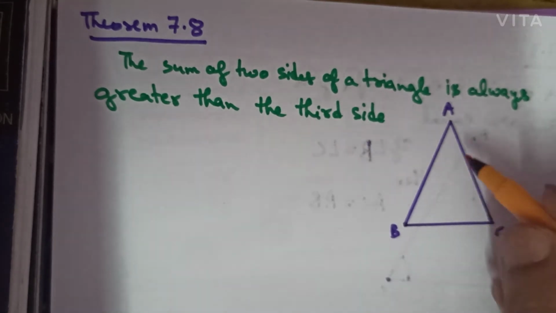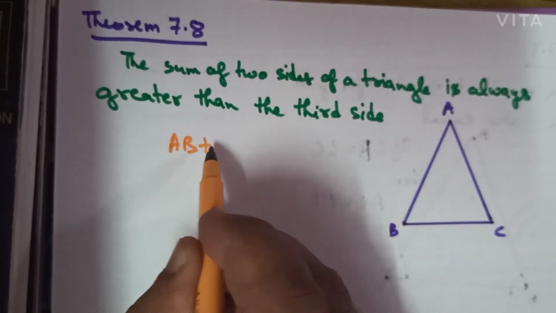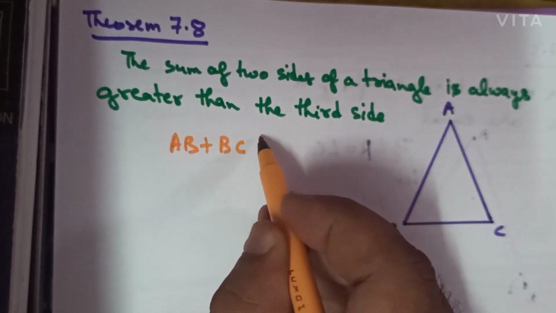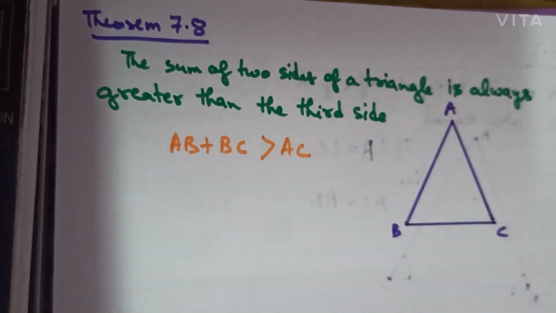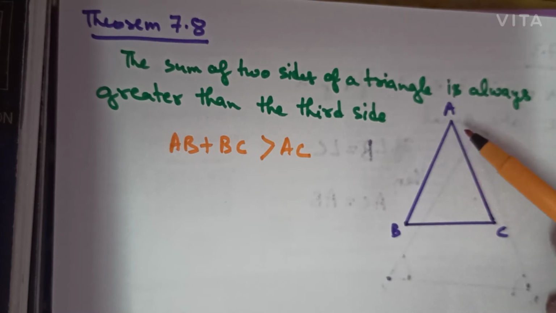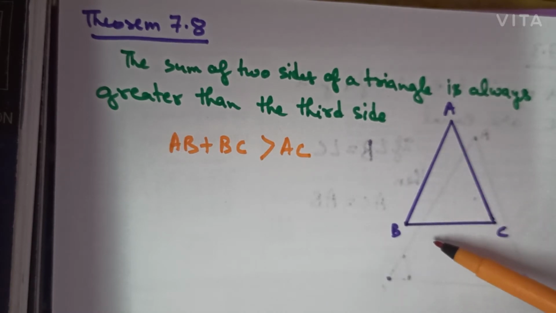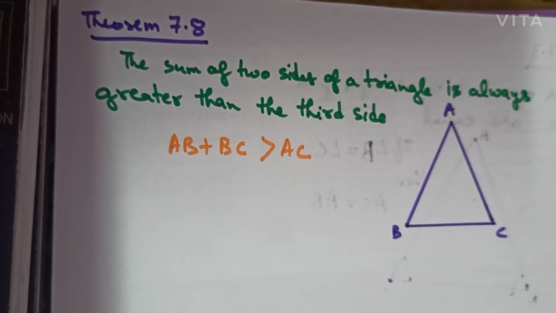For example, if we take the sum of two sides, that is AB plus BC, it will always be greater than the third side AC. Or any two sides. If we take the sum of AB and AC, it will be greater than BC. If we take the sum of AC and BC, it will be greater than AB. So symbolically I am writing only one statement, but all three statements are correct.